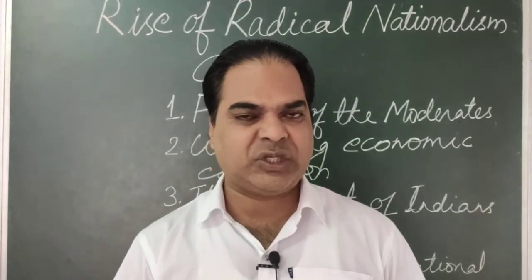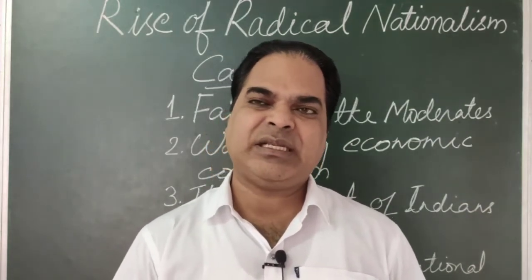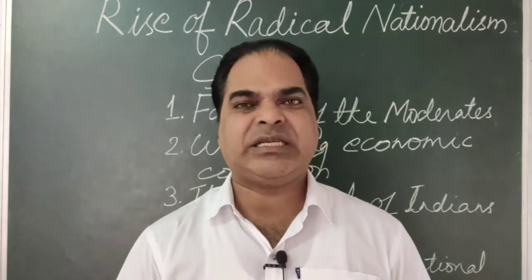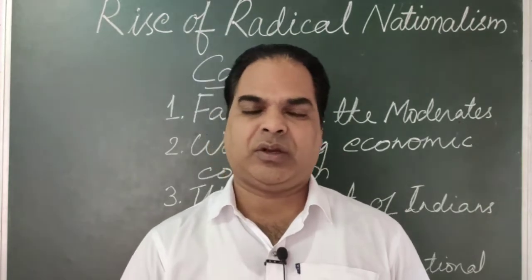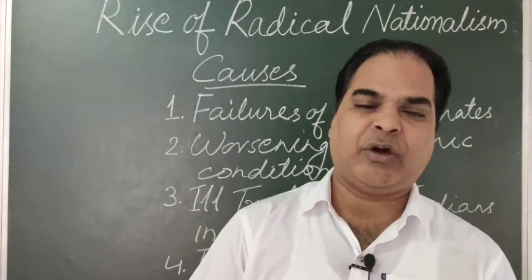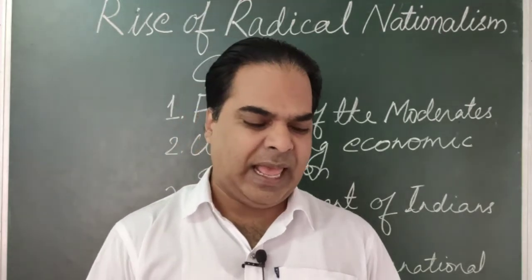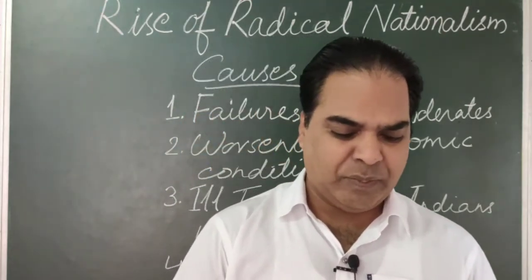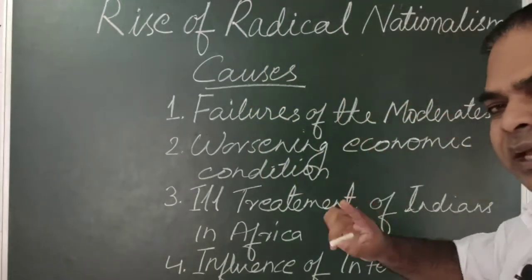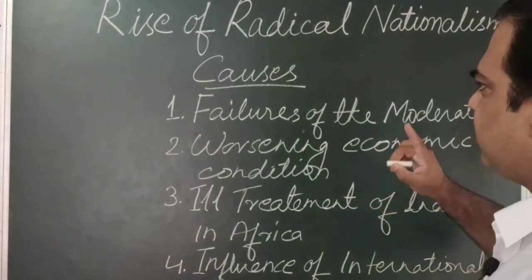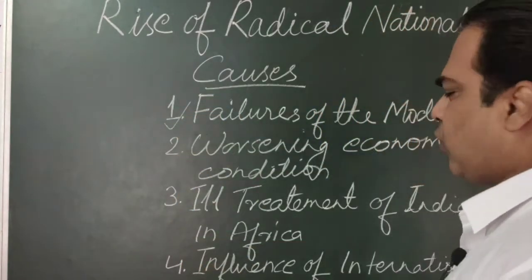They wanted fast changes. So radicals, aggressive nationalism, assertive nationalism, all are for the same congressmen who joined later on in 1900 and 1905 onward, who became very active in the national movement. So the first reason why there was a rise of radical nationalism is the failure of the moderates.